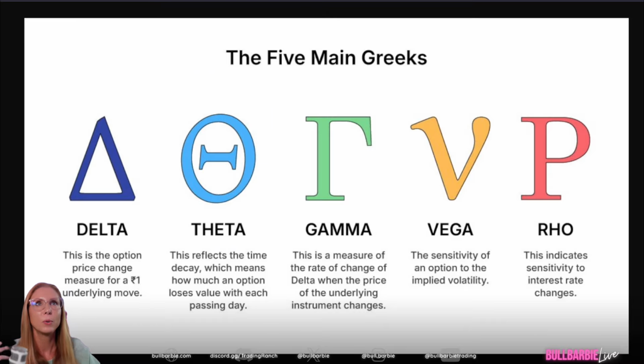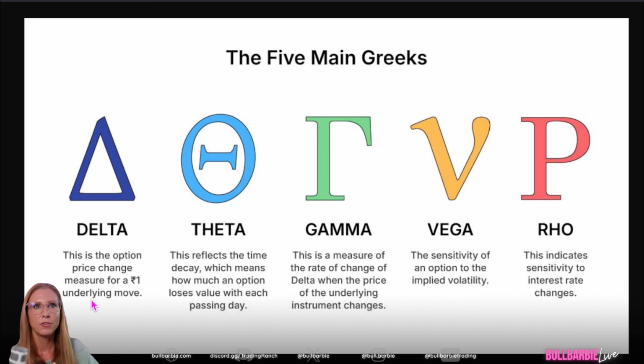Okay, so you may have heard about option Greeks, and those were some of those extra columns. So we're going to go back to Trader Workstation in a minute. There's a bunch of Greeks, but these are the 5 main ones: delta, theta, gamma, vega, and rho. Delta is one of the most important.